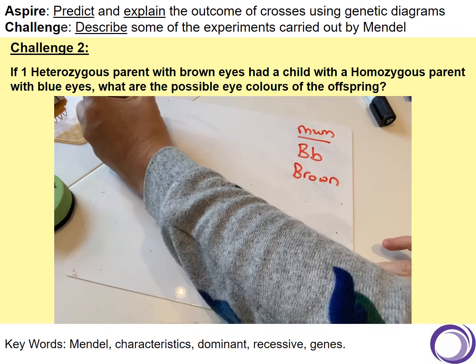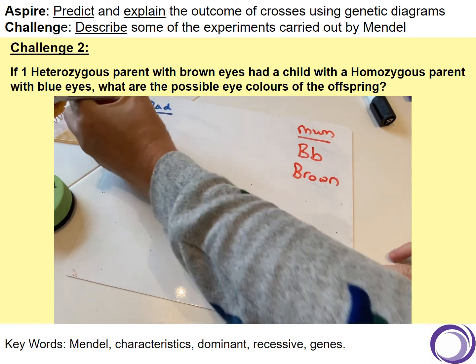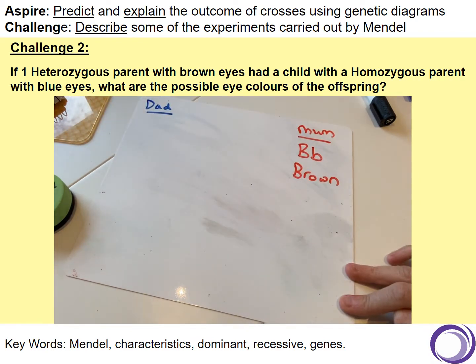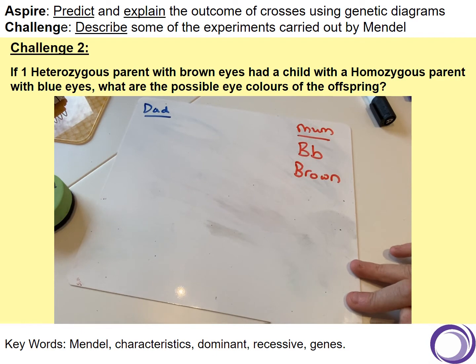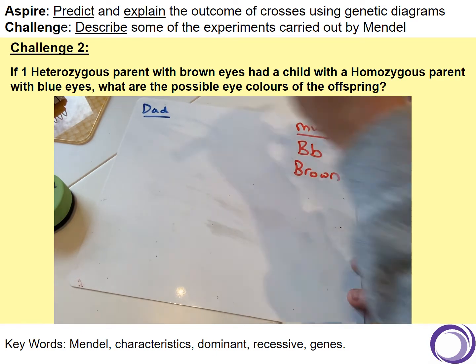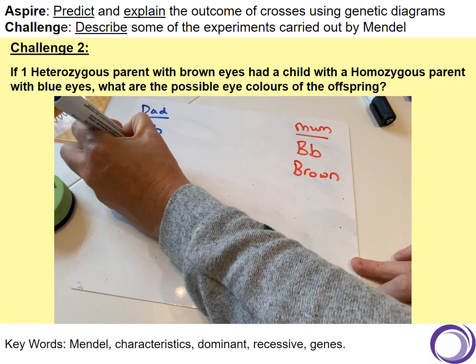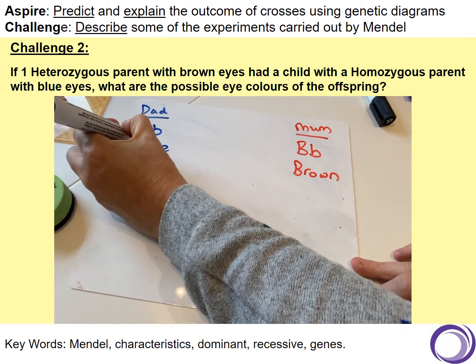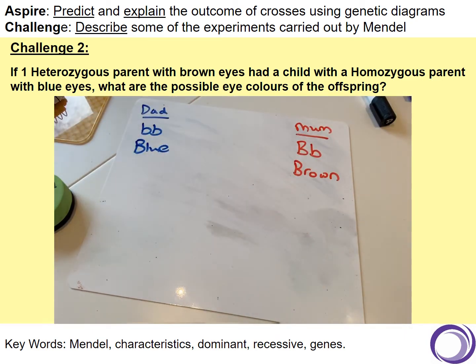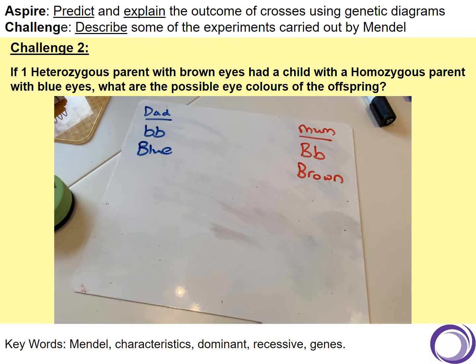We are then told the other parent, so in my case, dad, is homozygous, so has the same alleles, but this time has blue eyes. So the genotype for dad would be small b, small b. The phenotype would be blue. We know it's got to be small b, because blue eyes is recessive, so you need two recessive alleles. Then you're going to draw your Punnett square.